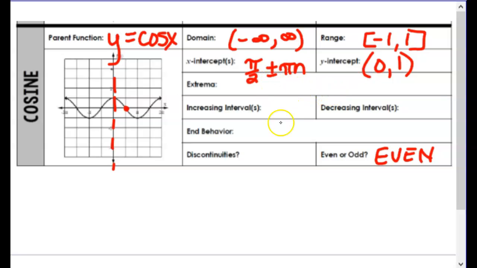I'm never going to ask you that until we've actually done the trig unit. I'm not going to ask you anything about sine and cosine. It is possible it would come up in Delta Math, but it's just really quick. It'll flash you a graph and say, what's the parent function? All right, I think that's it.